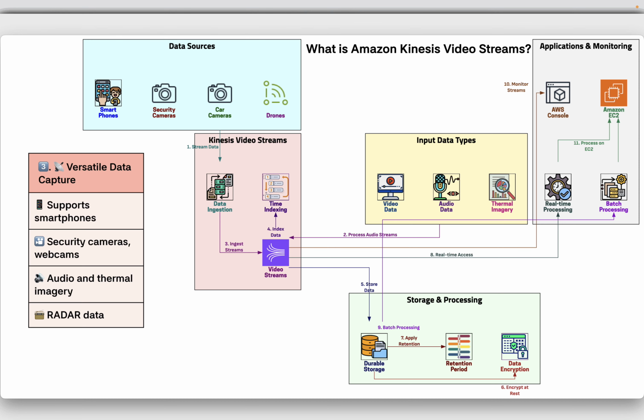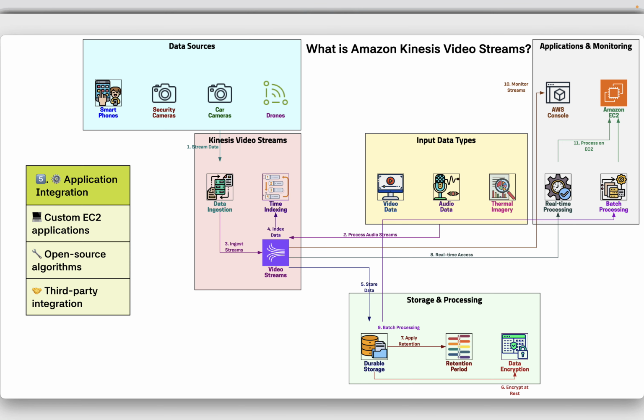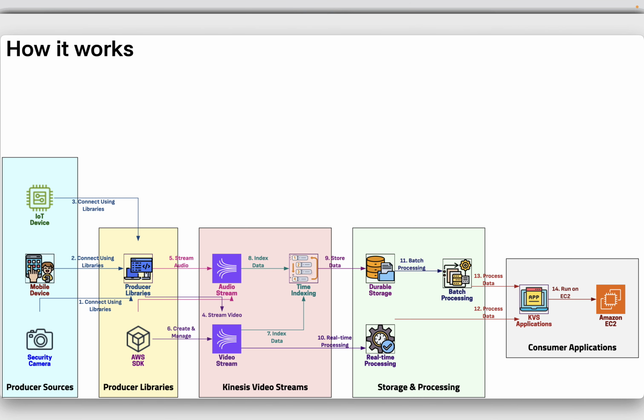Kinesis Video Streams can be configured to store media data durably for a specified retention period. It automatically encrypts stored data and time indexes the data using both producer and ingestion timestamps. You can create custom real-time or batch-oriented applications that run on Amazon EC2 instances to process data from Kinesis Video Streams using open source algorithms or third-party applications.